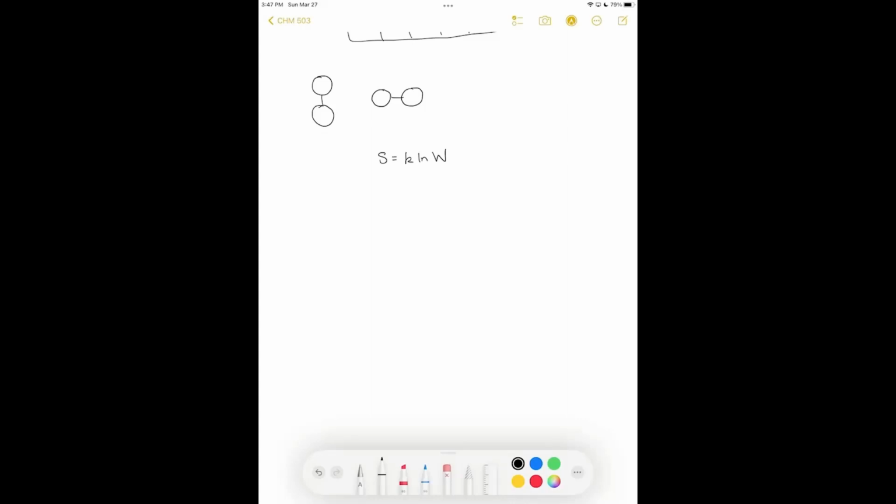Entropy was maximized at equilibrium, the weight is also maximized at equilibrium. So that suggests this relationship as well. But how can we actually prove or derive this simple relationship, entropy being k natural log of W? We can start by considering an ensemble of particles and describing the ensemble energy.